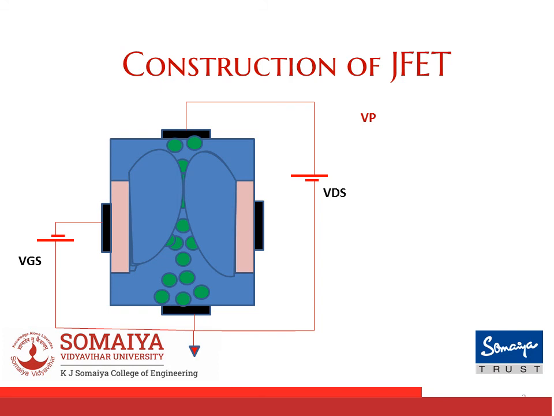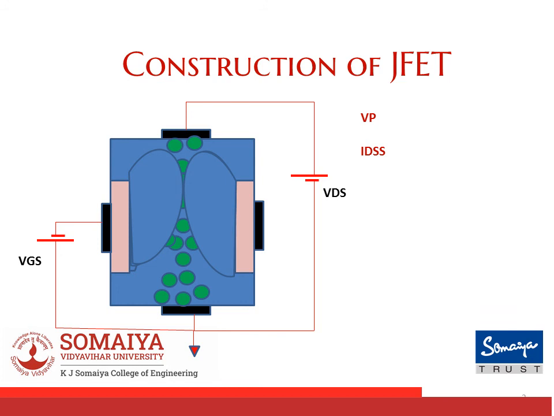The current when my VGS is minimum, or when my VGS is equal to 0, is called IDSS, and it is the maximum current that can flow through the device. Also note that as my VGS changes, my current ID changes. So in this case, a junction field effect transistor is nothing but a voltage controlled device.